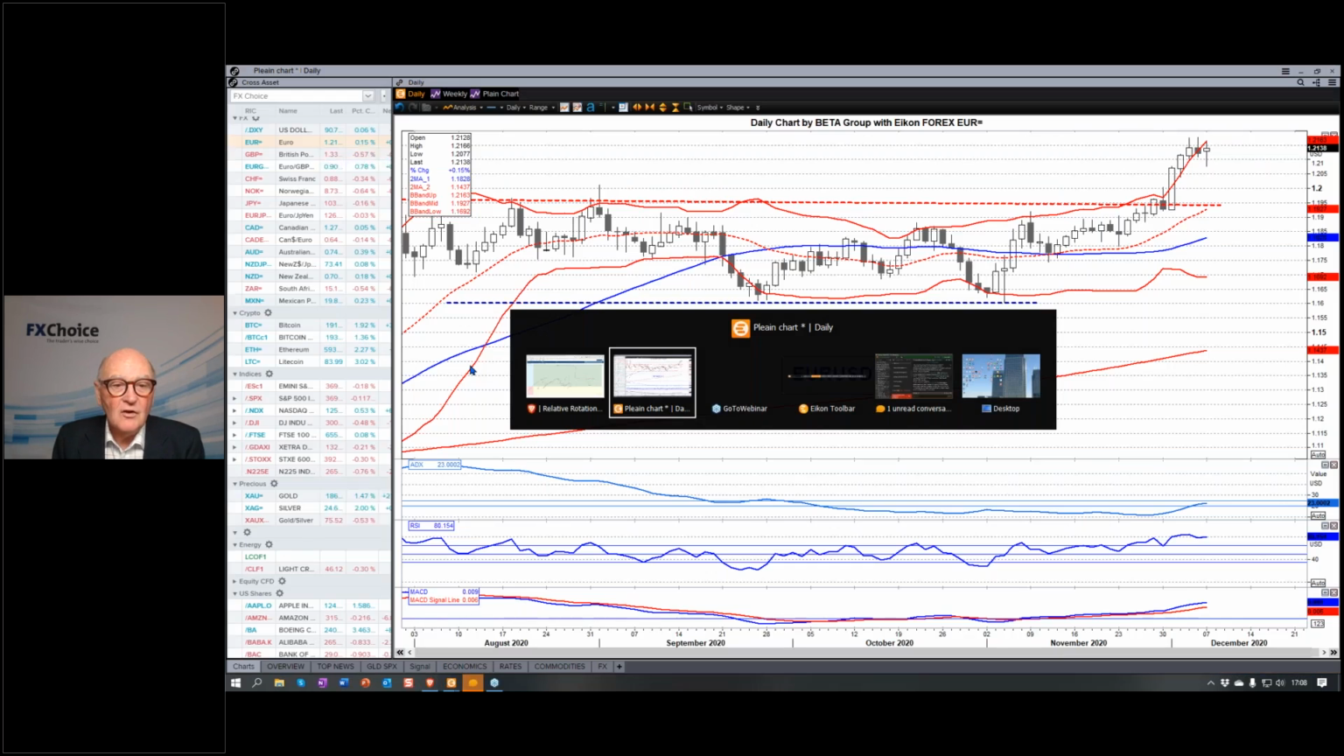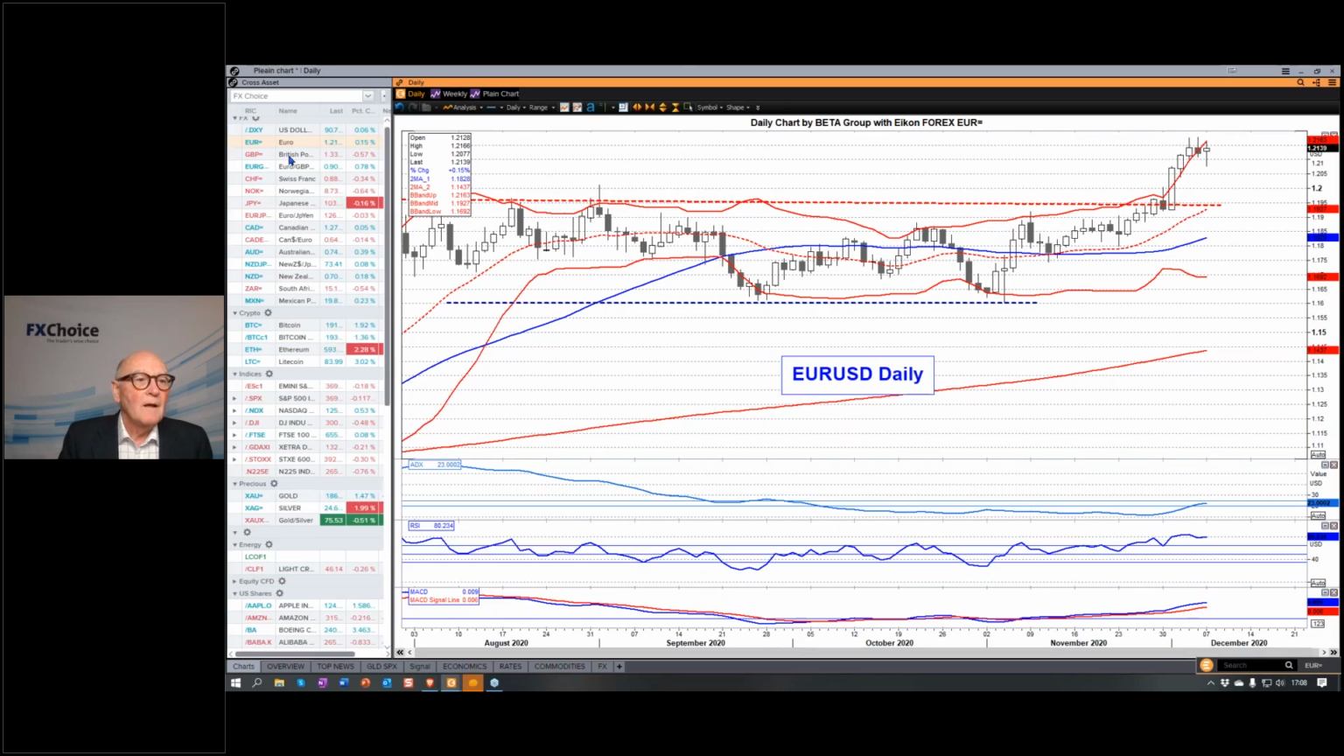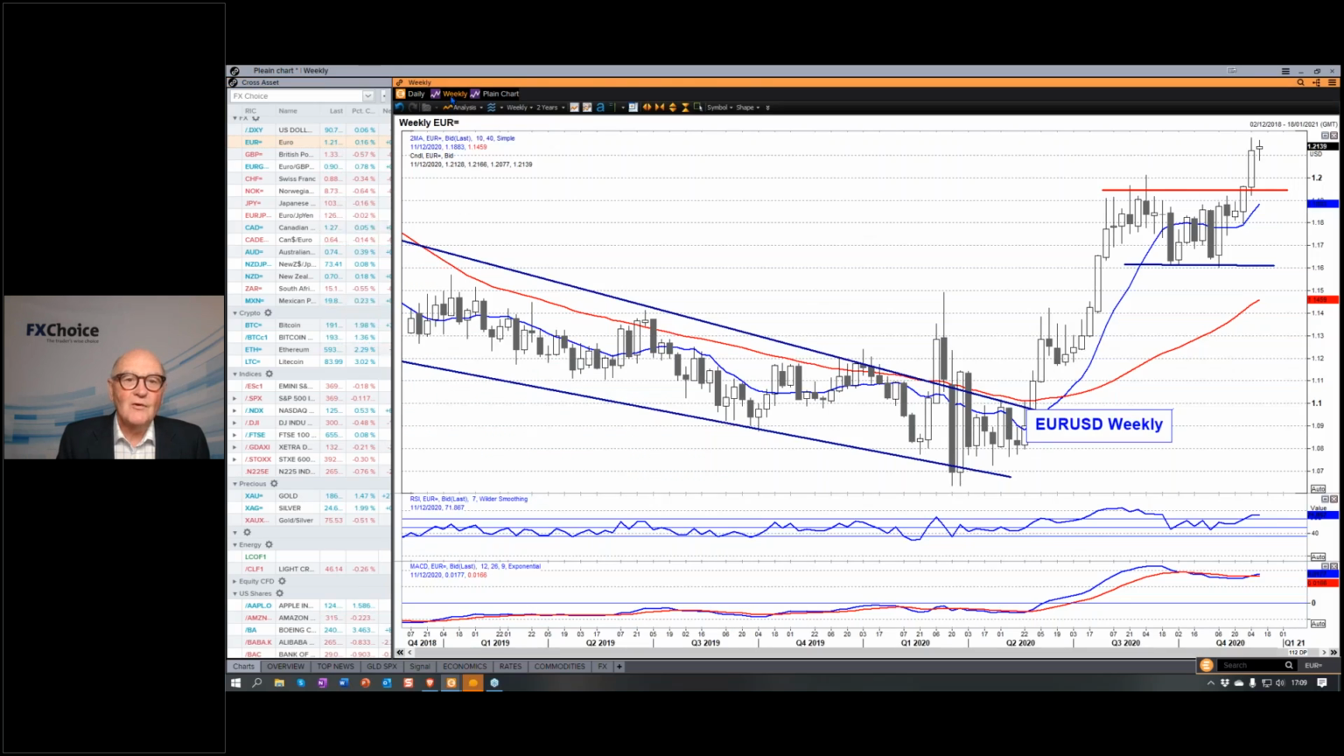So let's look at these charts more conventionally now. Here's the euro, here's the big break of the range. Here's the weekly, and here's the range which held us since July, 116 up to 119.50. Big breakout last week when we were talking this time last week. We were making that breakout, and that looks set to continue and head further to the upside.